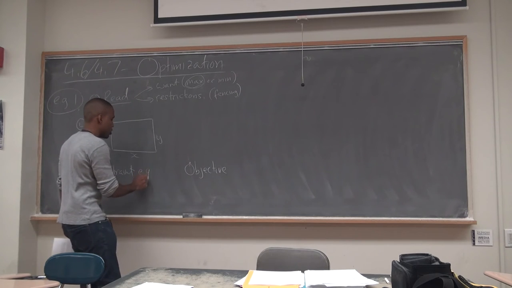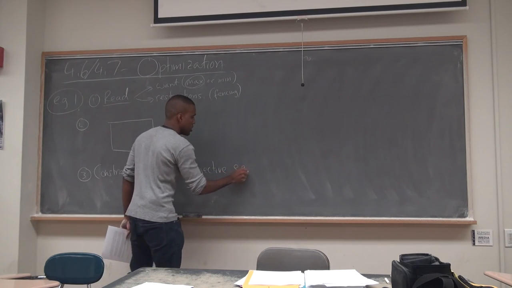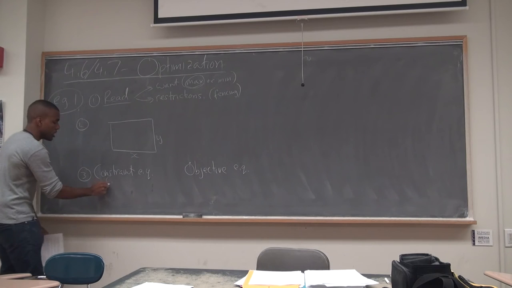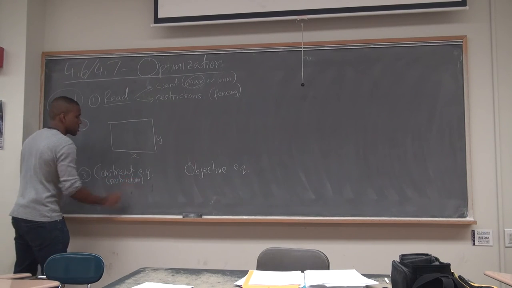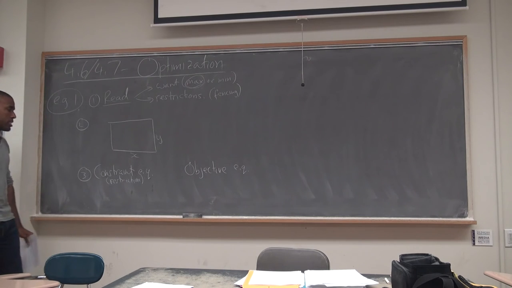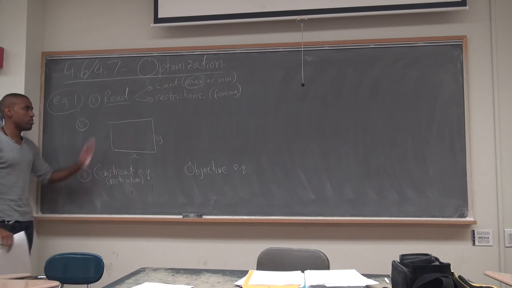So I have a constraint equation and I have an objective equation. Now remember, the constraint is about your restriction. And what is our restriction here? You have 100 feet of fencing. How can I describe that in an equation based on this diagram?